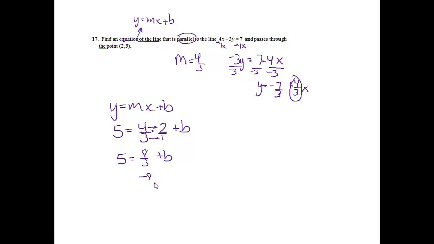Now to get b by itself, I will subtract 8/3. If you don't remember how to do this, get a common denominator. 5 with a common denominator would be 15/3. So 15/3 minus 8/3 will be 7/3. So my answer is going to be y equals 4/3 x plus 7/3.